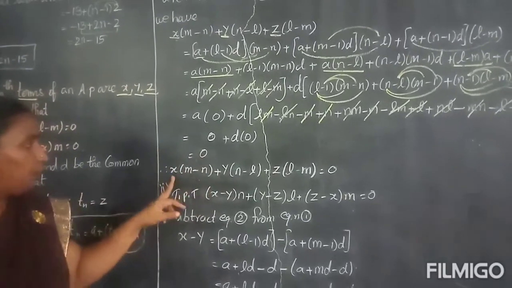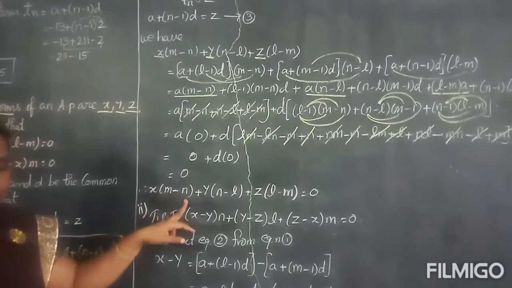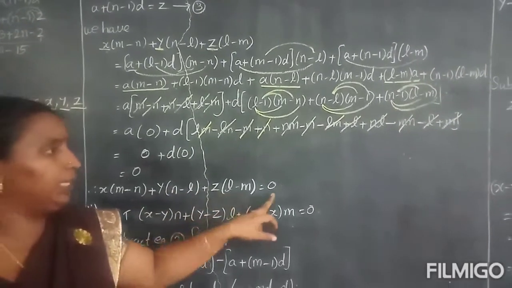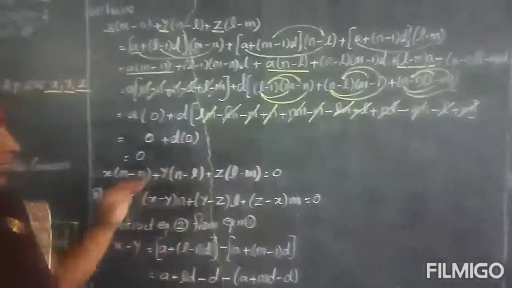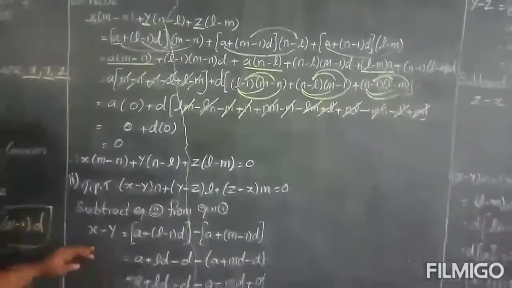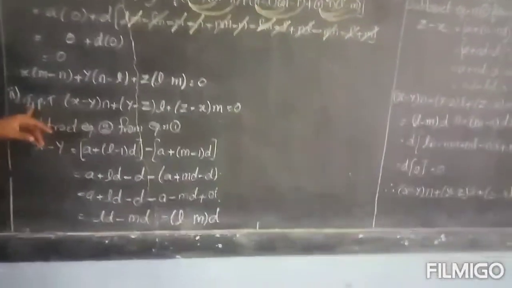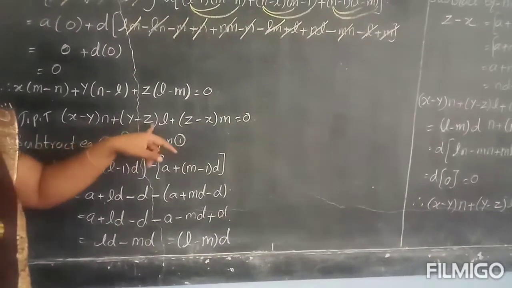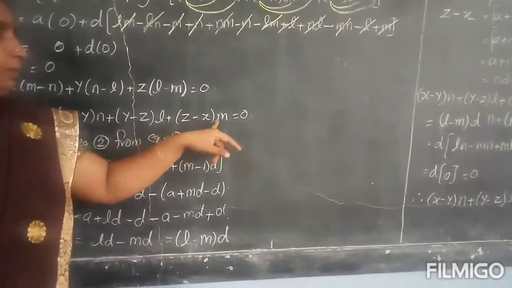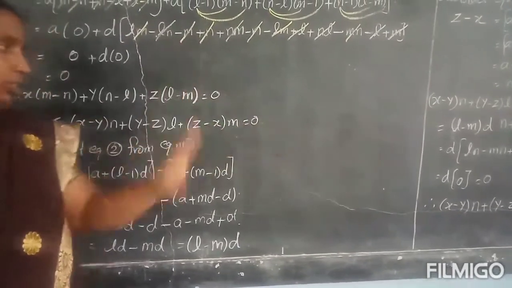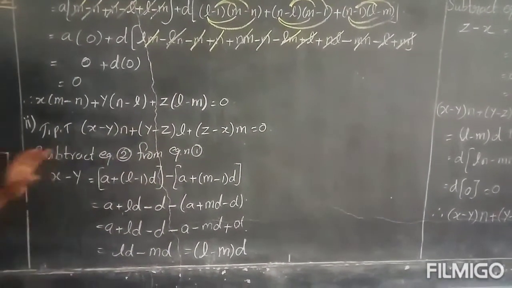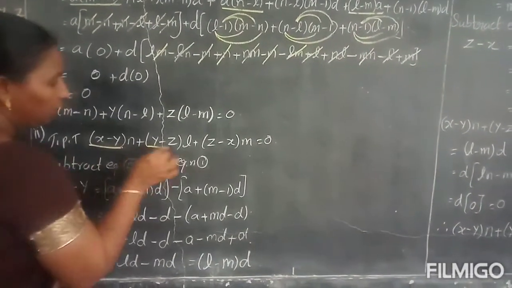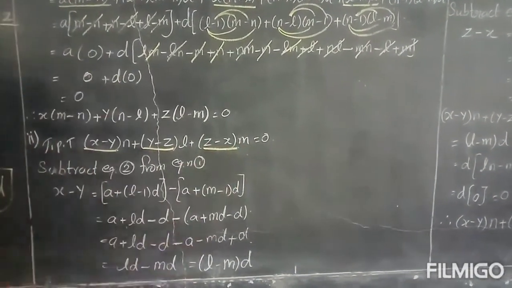So first one we proved that x into (m minus n) plus y into (n minus l) plus z into (l minus m) equal to 0. First subdivision is over. Next move on to the second subdivision, that is to prove that (x minus y) into n plus (y minus z) into l plus (z minus x) into m equal to 0. We are going to prove this. Before going to that, we have to find these values, that is x minus y, y minus z and z minus x.